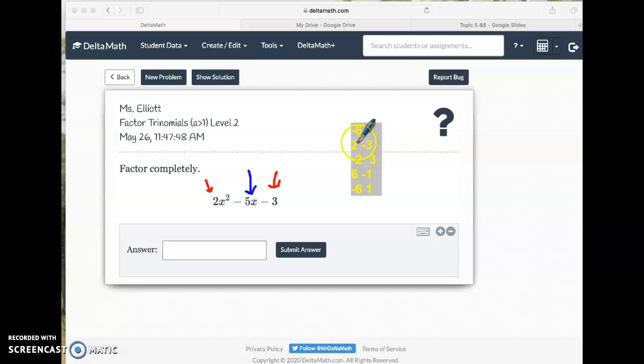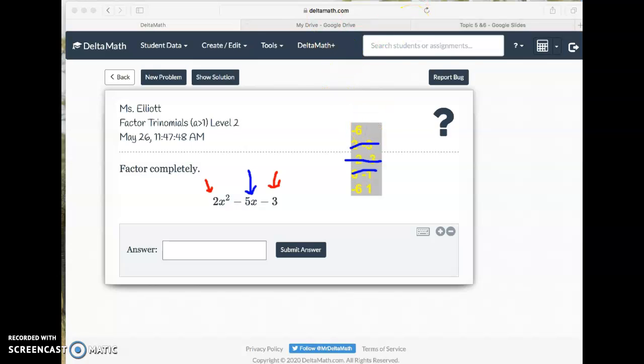So 2 minus 3, that gives me negative 1. That's not it. 3 minus 2 gives me 1. That's not it. 6 minus 1 is 5, but negative 6 plus 1 gives me negative 5. So there it is. Perfect.